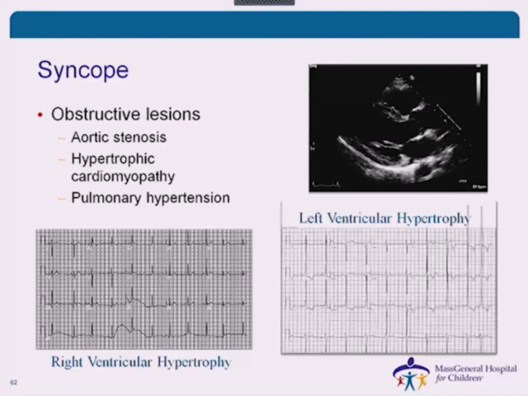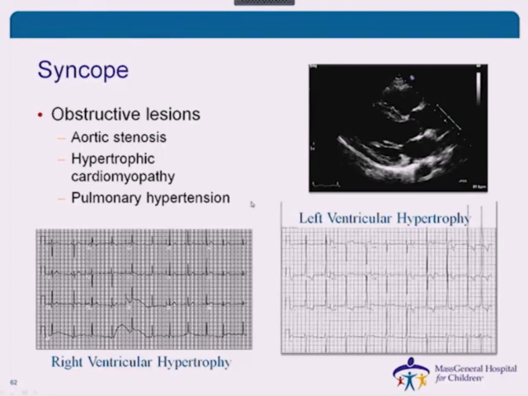Obstructive lesions can also be an etiology. Obstructive lesions such as aortic stenosis are typically fairly obvious during a physical examination, as they are associated with a very large heart murmur, and typically these patients have a long history of aortic stenosis. Patients with hypertrophic cardiomyopathy may also present with syncope. These patients may not have a significant murmur at rest, however, may demonstrate significant left ventricular hypertrophy on the electrocardiogram, as we see here on this electrocardiogram in the bottom right panel.